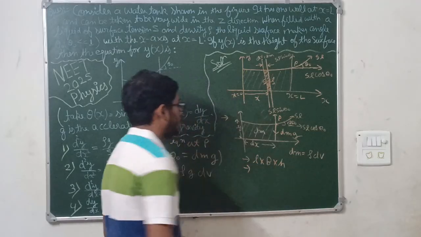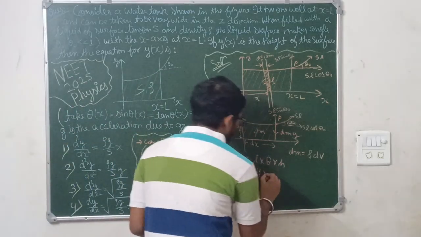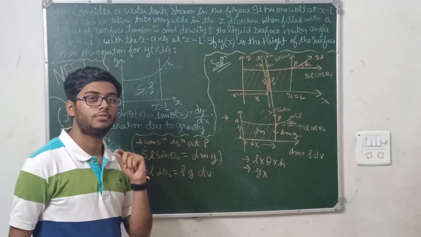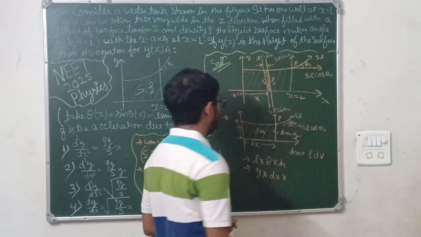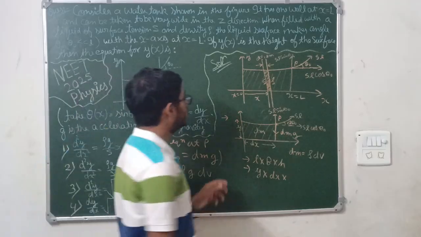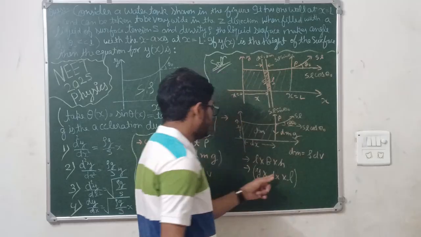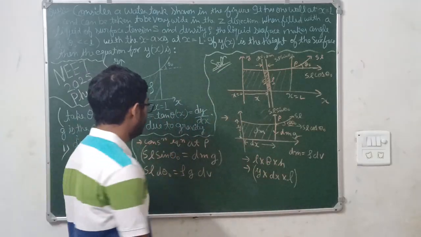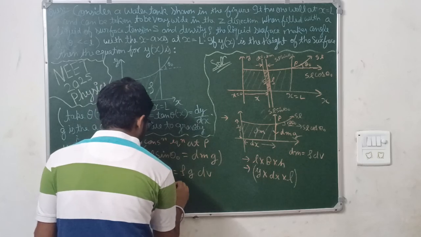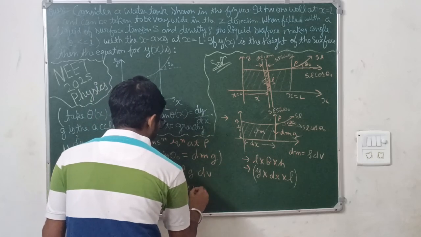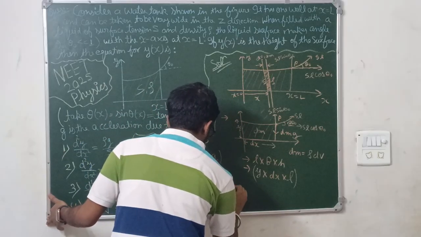What is the height here? y. What is the total length here? dx for the small element. And what would be the breadth? Breadth would be the total distance L. So y into dx into L, this would be the volume. So SL d theta naught will be equal to rho g into volume, which is y into dx into L.